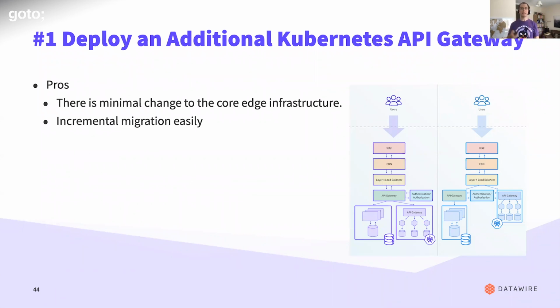The pro is there's minimal change to the core edge infrastructure. You've still got that happy path into your old money-making world. Yeah, the incremental migration is easy. As we get more happy with the new world in Kubernetes, we can migrate apps. You don't want to really lift and shift. You want to look at each app, check it's good for the Kubernetes world, and then move it across.